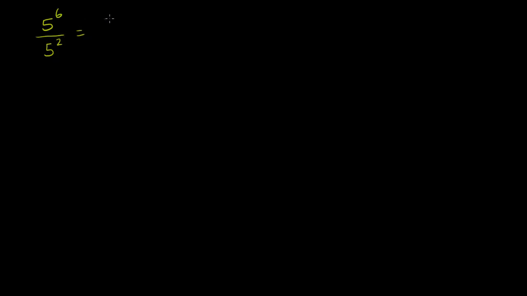Well, we could just go to the basic definition of what an exponent represents. 5 to the 6th power is going to be 5 times 5 times 5 times 5 times 5 times 5, that is, 5 times itself 6 times. 5 squared is just 5 times itself 2 times. So it's going to be 5 times 5.